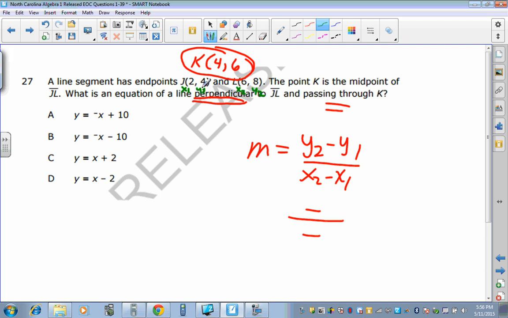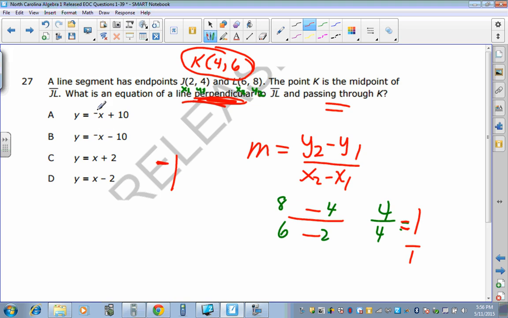Okay, so let's see, y from the second would be 8, y from the first would be 4. X from the second would be 6. X from the first would be 2. So that's going to be positive 4 over 4. So the slope of this red line they've been talking about is positive 1. We are looking for a line perpendicular to it, so we need the opposite reciprocal. We know the reciprocal of 1 is 1, because 1 times 1 is 1. You just flip that over, you still get 1, but we want the opposite reciprocal, so we are looking for a line that has a slope of negative 1.